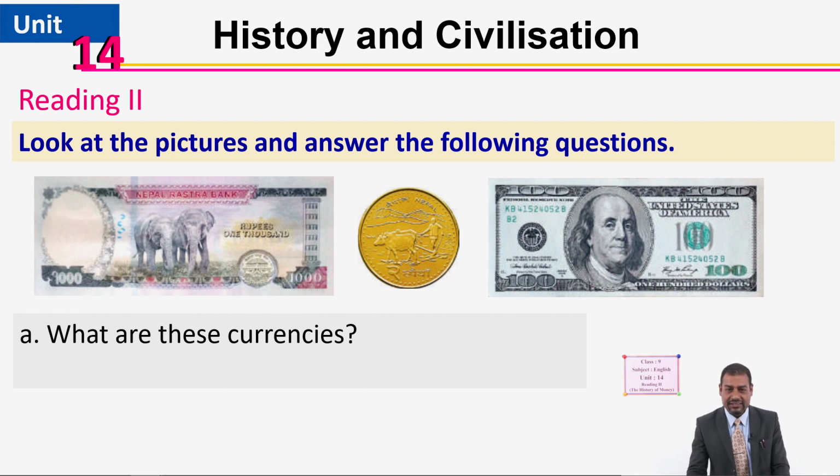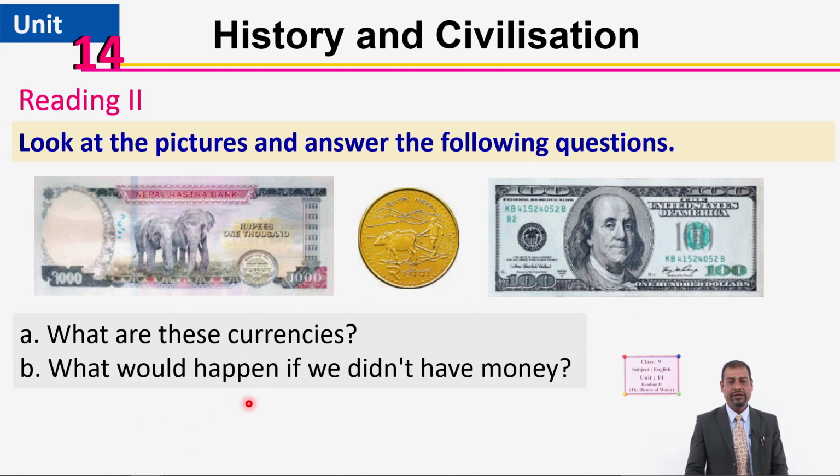Okay. Next currency you can see. Which country does it belong to? You can read here United States of America means dollar. And similarly, I want to ask you another question, that is, what would happen if we didn't have money? Now you can just imagine, and if we don't have this type of currency, what would happen in our daily life? Is it possible to buy the things? No. That's why you can understand the importance of money.